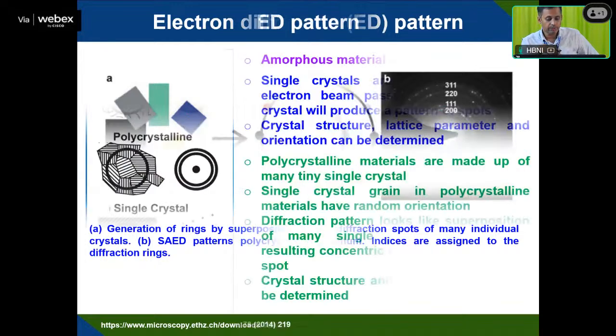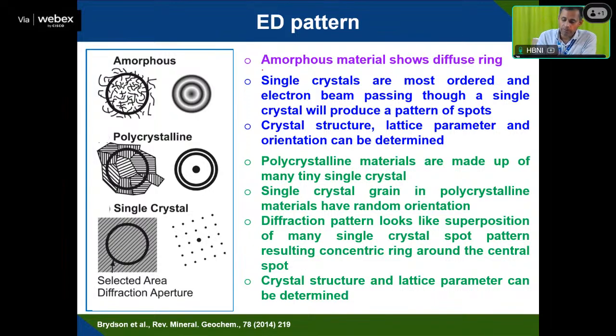That we will discuss. If you look at the electron diffraction pattern of an amorphous material, there is no long range ordering, so you will see a highly diffused ring. But if you take a single crystal, it is mostly ordered. The electron beam passing through the single crystal produces a pattern of spots. If only one plane is oriented, you will see only dots corresponding to that particular plane. But a polycrystalline material is made up of tiny single crystals, with different orientations.